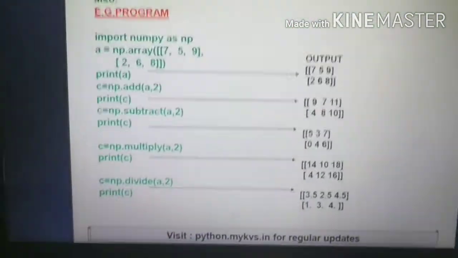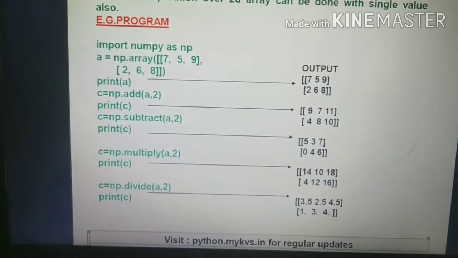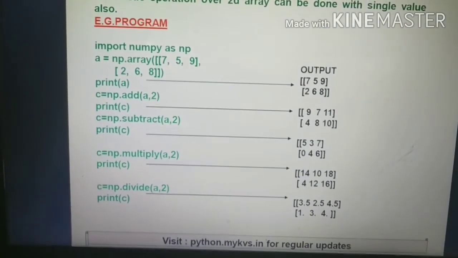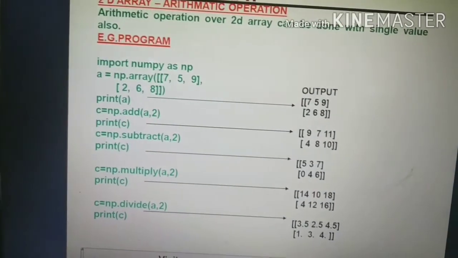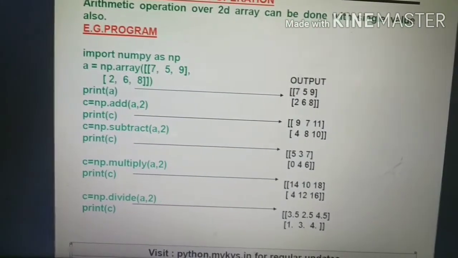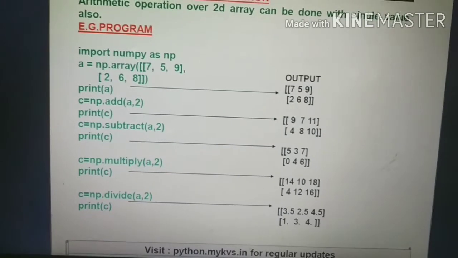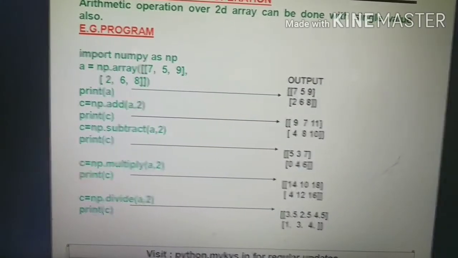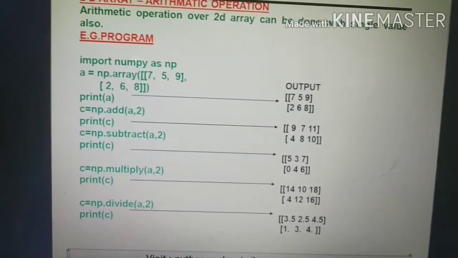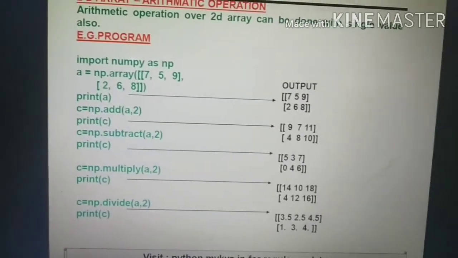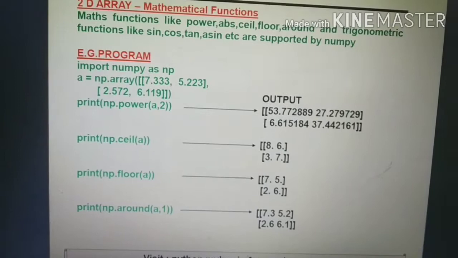Now other than addition, subtraction, multiplication, you can use np.add with a and b. They have given one more example. You can go with that. If you want to increase by a particular number, a comma 2 means 2 will be added to all the elements: 7 plus 2 is 9, 5 plus 2 is 7, like that. Just go through these examples, easy to understand.